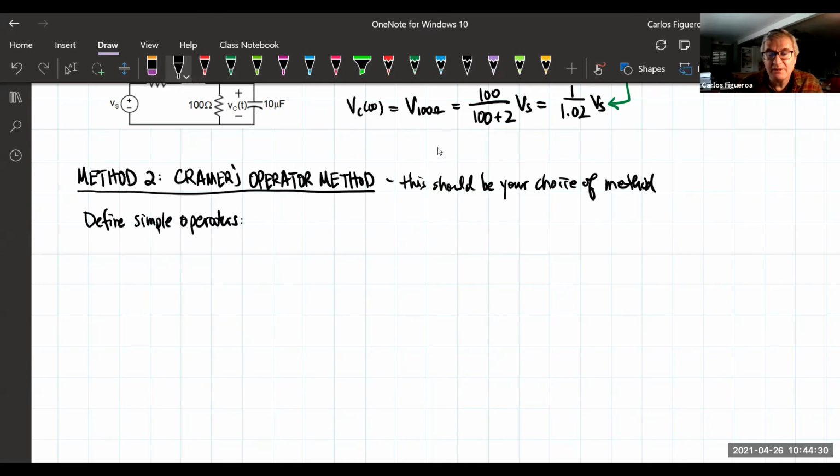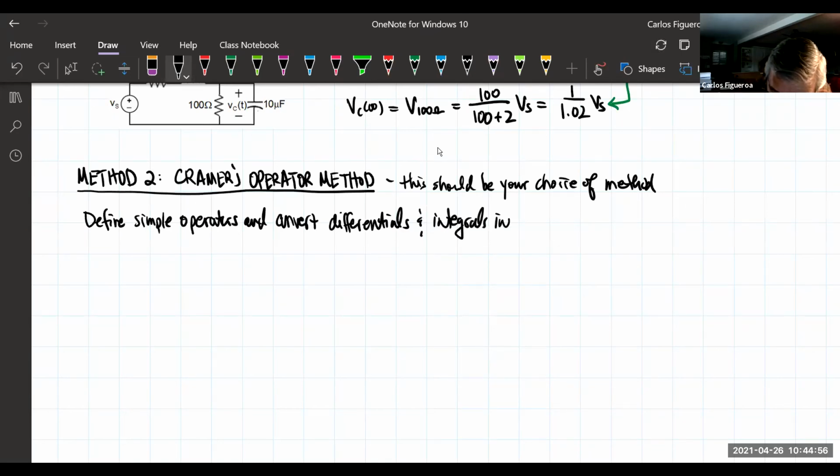They're nothing like Laplace transforms. This is super, super simple operators. And what we're going to do is define simple operators and convert differentials and integrals into algebra equations, or algebraic expressions.